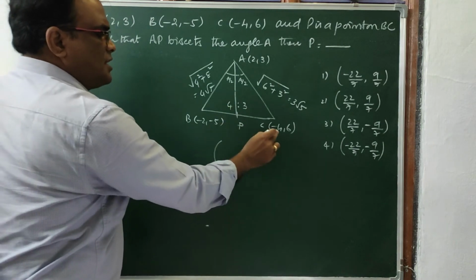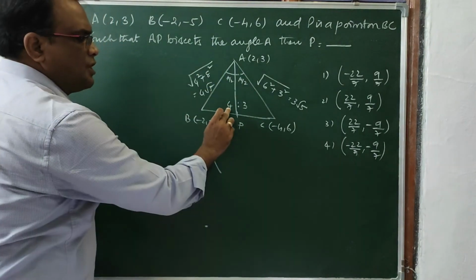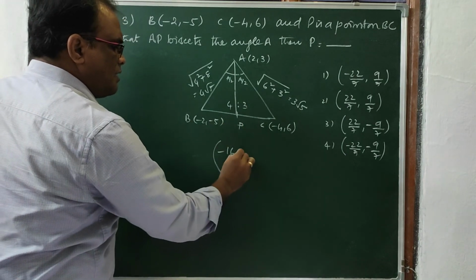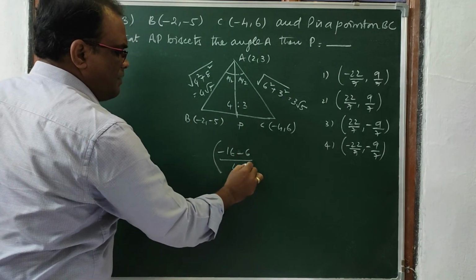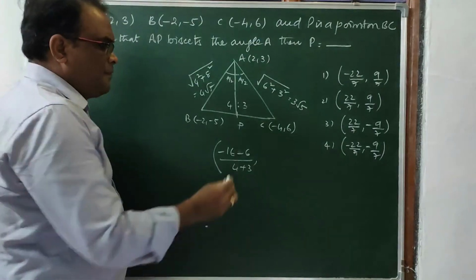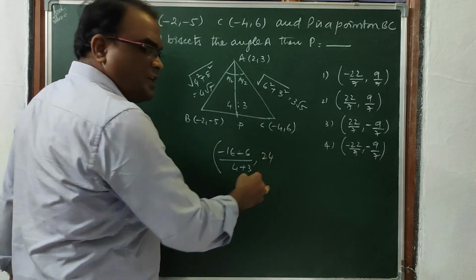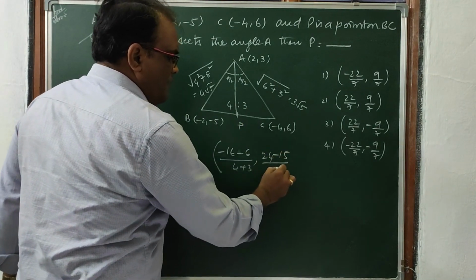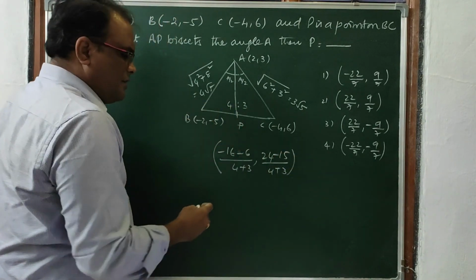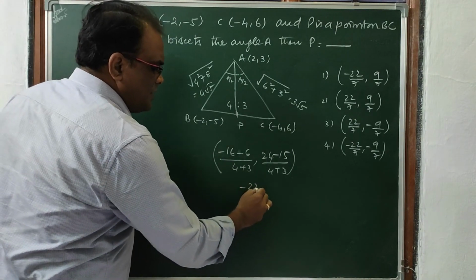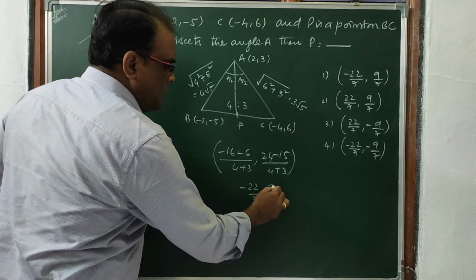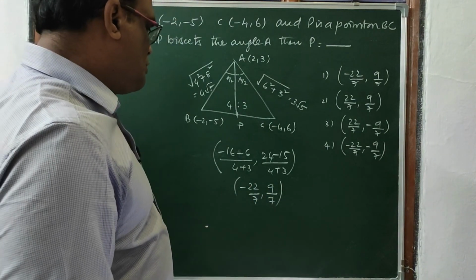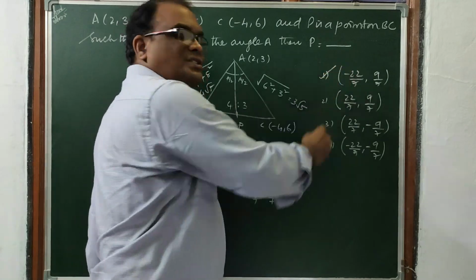Find the point which divides it in the ratio 4 is to 3. 4 into minus 4 is minus 16, 3 into 2 is plus 6, by 4 plus 3. Right? 4 6s are 24, 3 5s are minus 15, by 4 plus 3. Internal division. This is minus 22 by 7 and 9 by 7. So where is (minus 22 by 7, 9 by 7)? It is first choice.